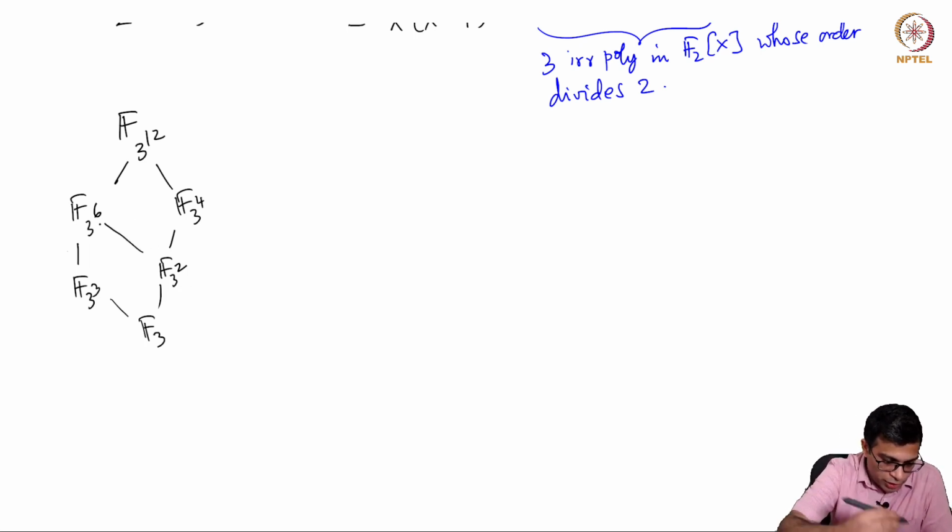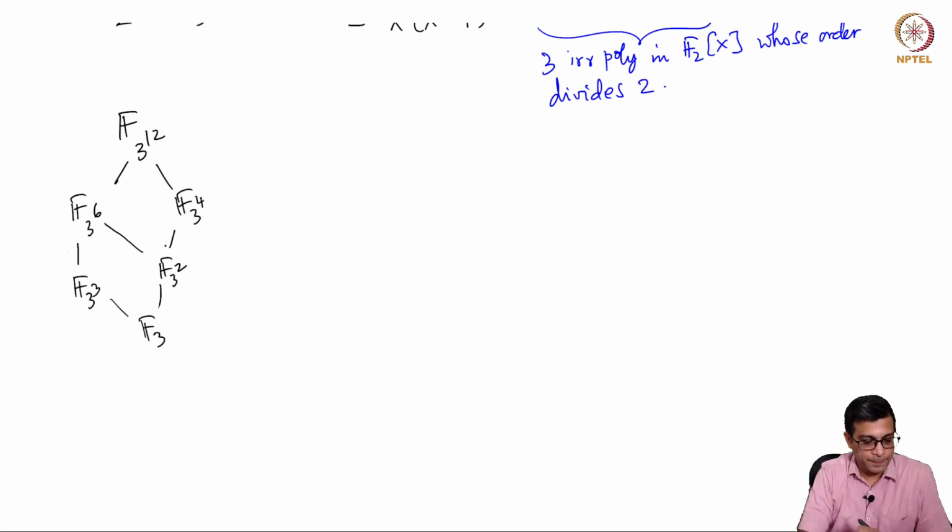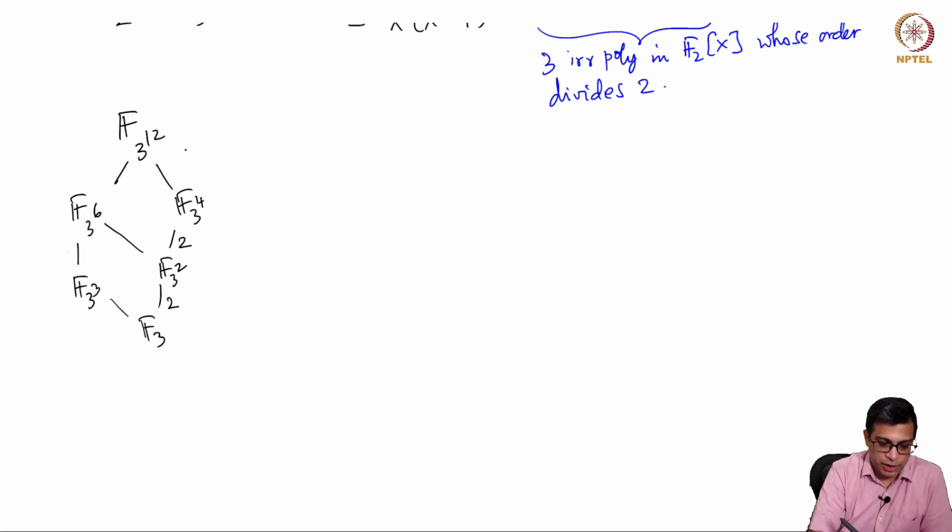You also have F3 squared contained in F3 power 4. F3 squared is also contained in F3 power 6, because 2 divides 6. Any bar here represents an inclusion, a field extension. From 2 to 12 there is a series of bars. From 2 to 6 there is a bar, but from 2 to 3 there is no bar, because 2 doesn't divide 3. And if you want to write the degrees here, this will be degree 2, this will also be degree 2, and this will be degree 4. The entire degree of course is 12.